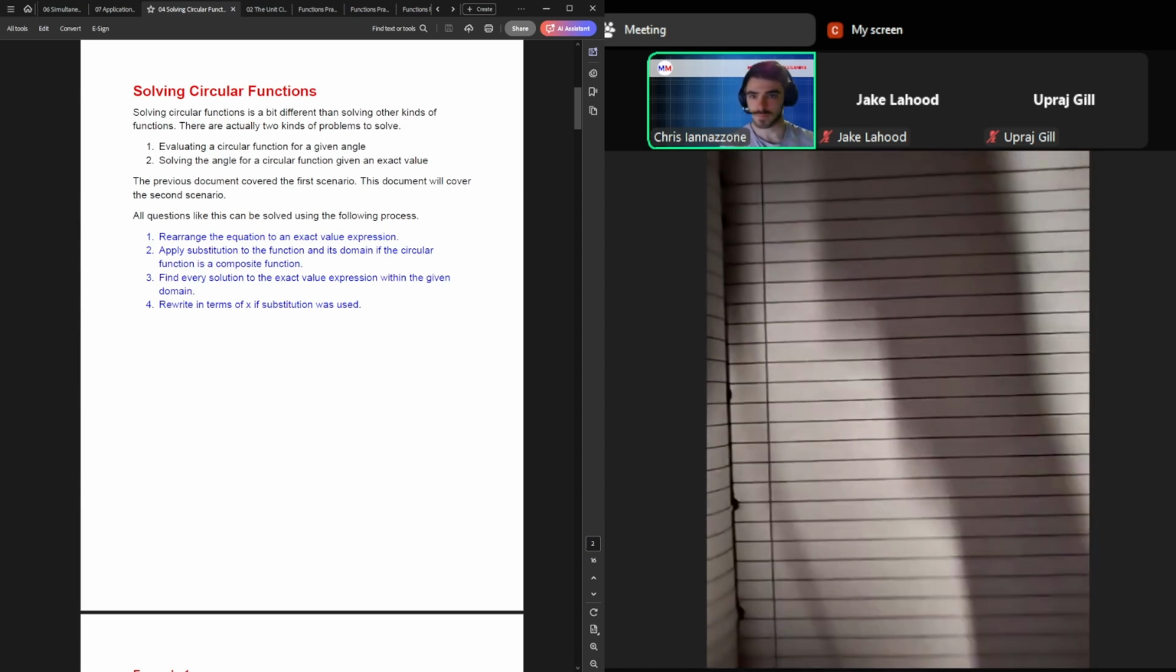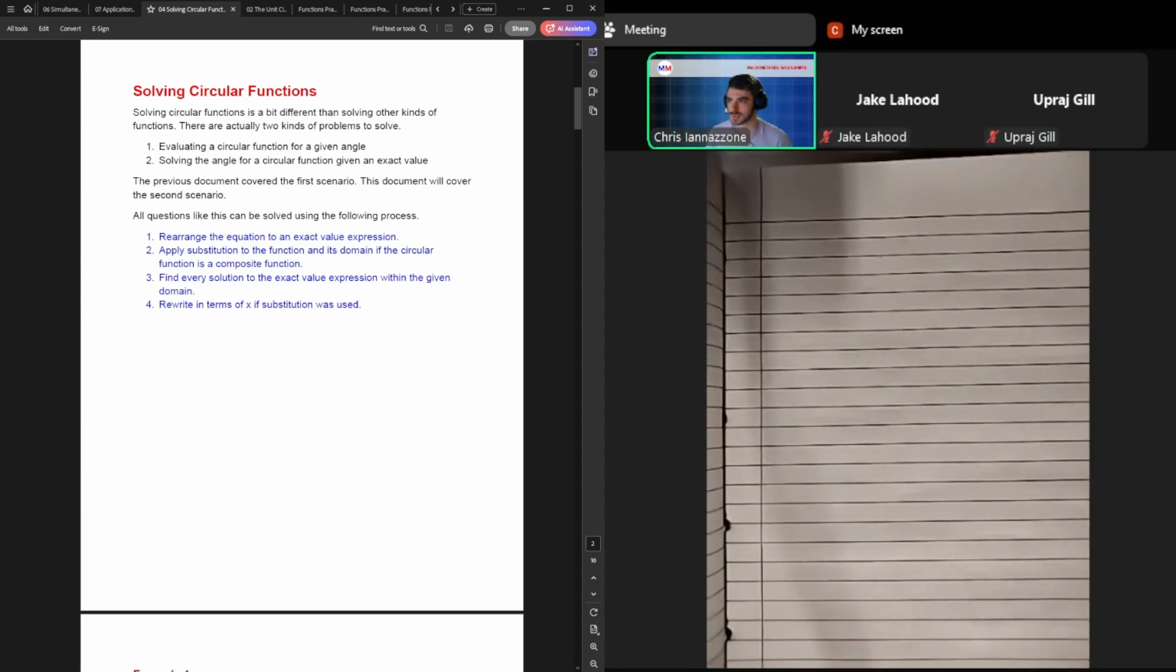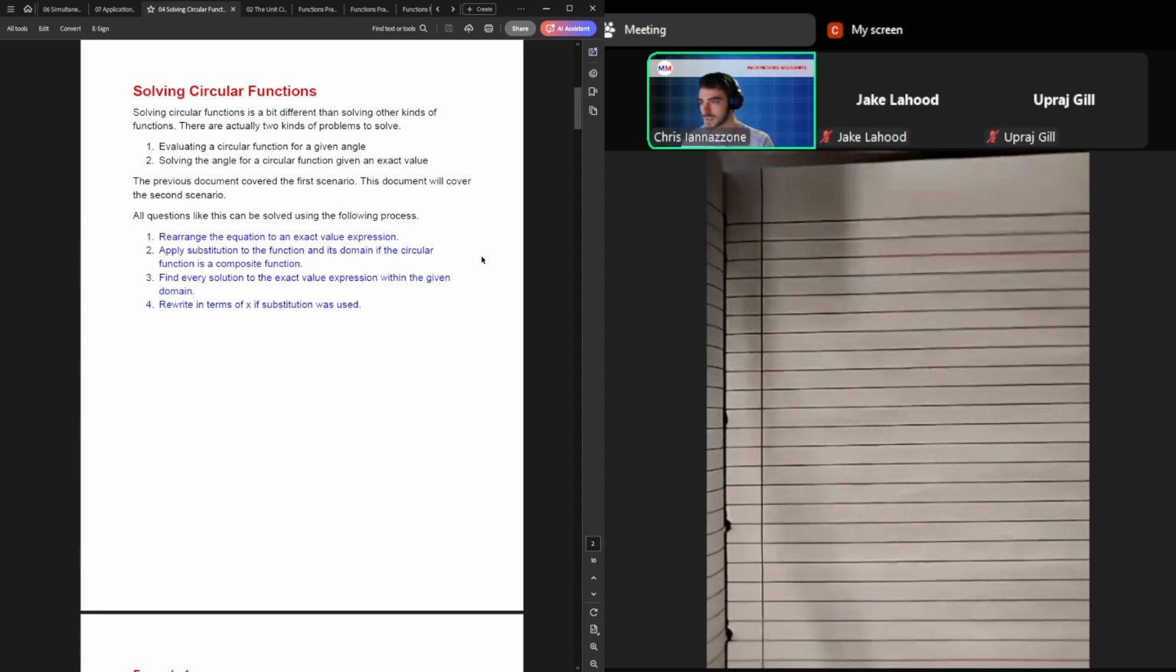Okay, so let's get a start. We've hit 5:30. Cool. So before we get into the actual agenda for today, we're just going to have a look at solving some of the harder circular function stuff. Very briefly, we'll look at how you solve circular functions to begin with.